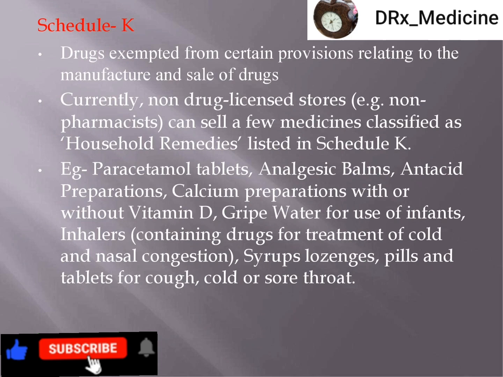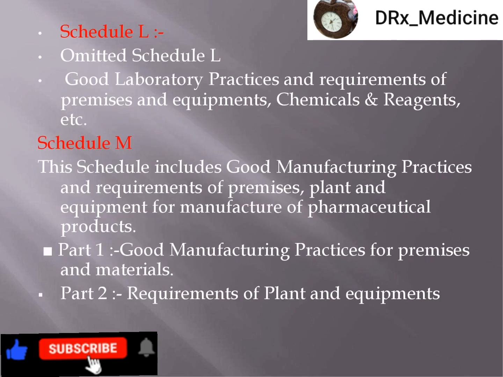Schedule K: drugs exempted from certain provisions relating to the manufacture and sale of drugs currently. Non-drug licensed stores, for example non-pharmacists, can sell a few medicines classified as household remedies listed in Schedule K. A. Paracetamol tablets, analgesic balms, antacid preparations, calcium preparations with or without vitamin D, gripe water for use of infants, inhalers containing drugs for treatment of cold and nasal congestion, syrups, lozenges, pills and tablets for cough, cold or sore throat. Schedule L, omitted. Schedule L: good laboratory practices and requirements of premises and equipment, chemicals and reagents, etc.